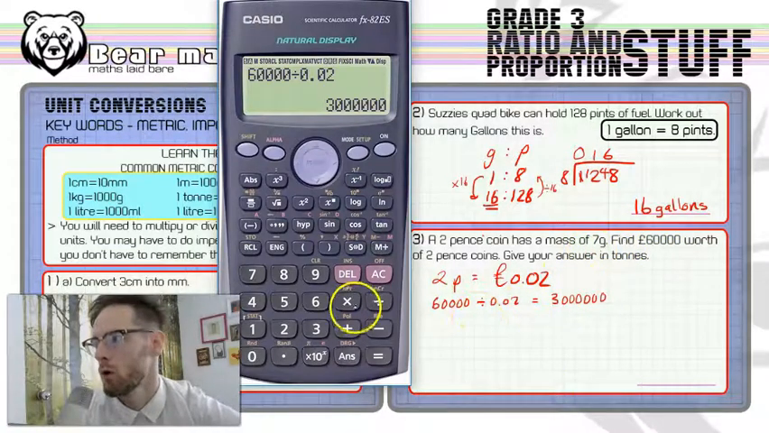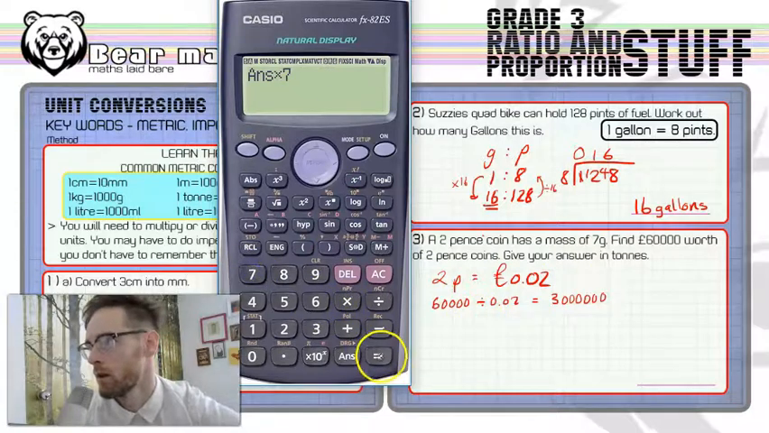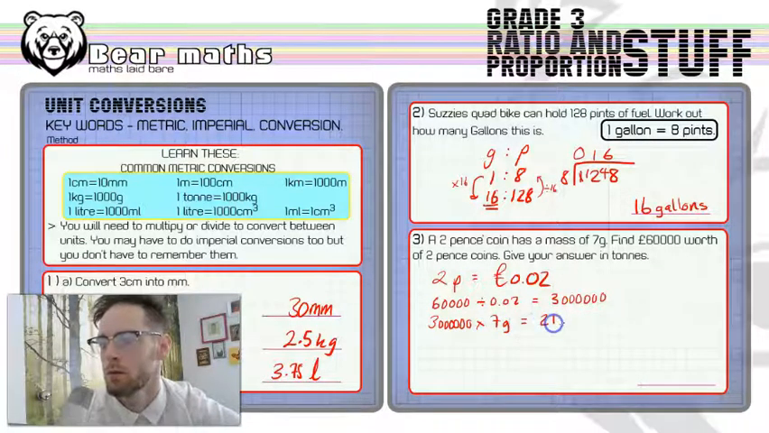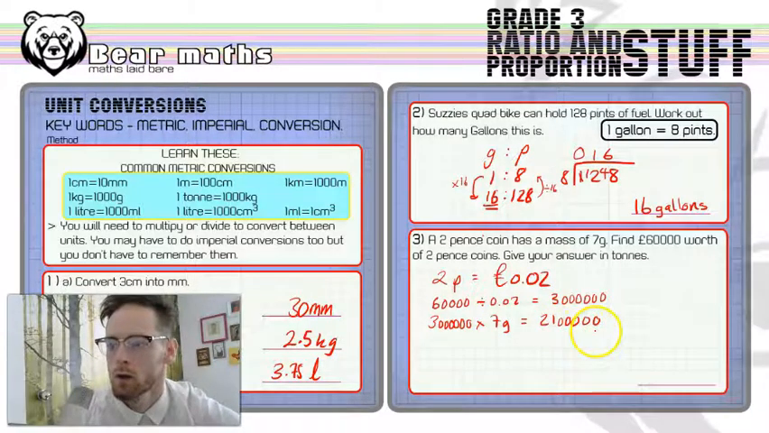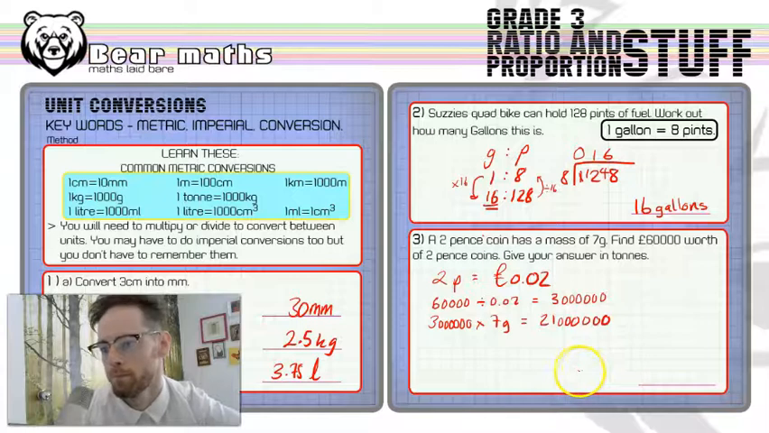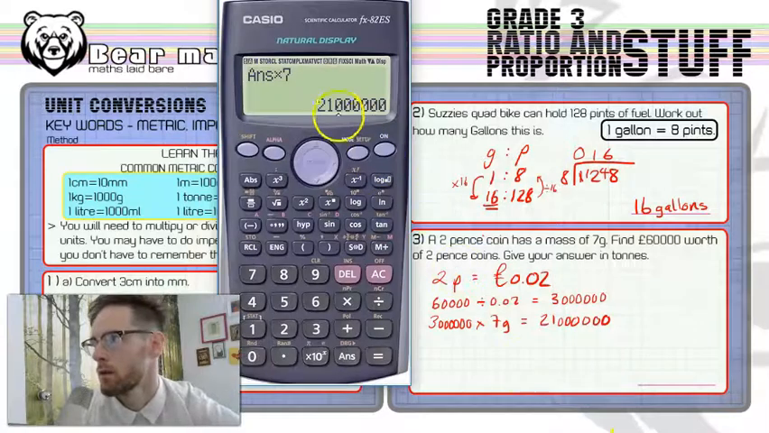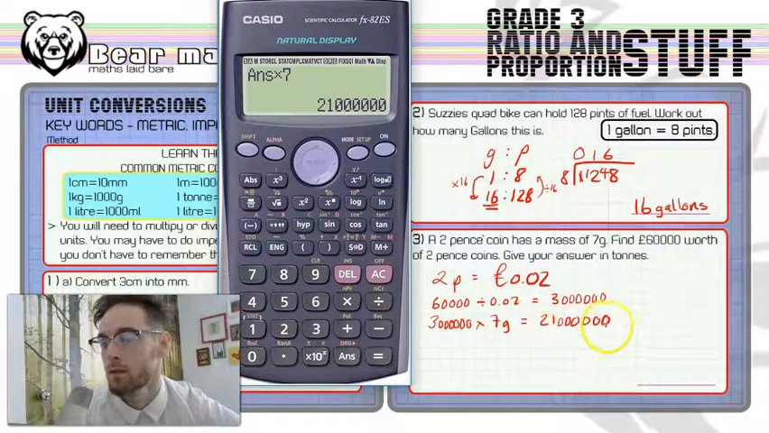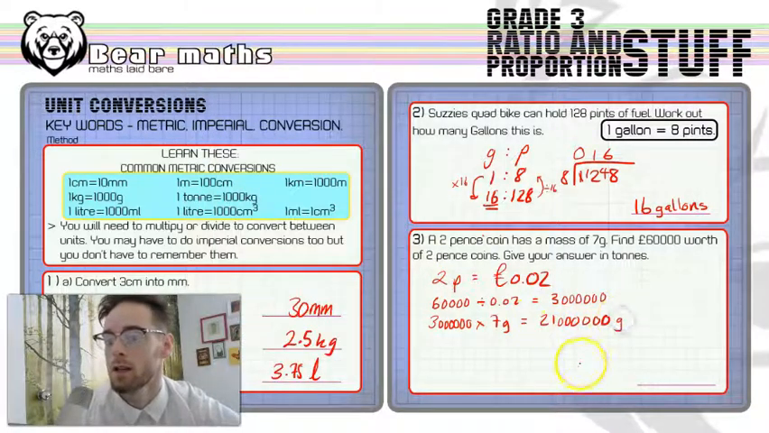So 3 million multiplied by 7 grams is equal to 21 million. Okay, so count the zeros. There's 6 of them. 1 million has 6 zeros. So that is the conversion that we need to do, because that is in grams and we want our answer in tons.